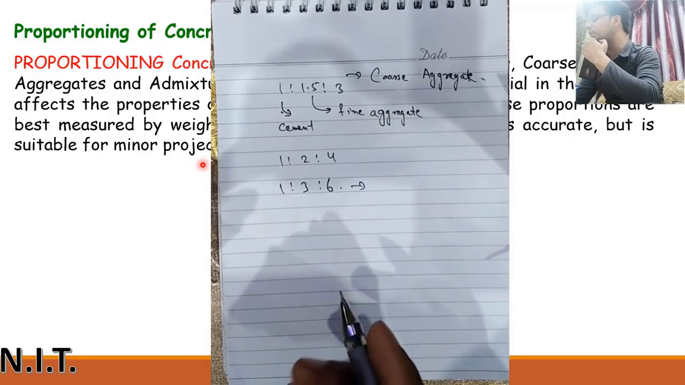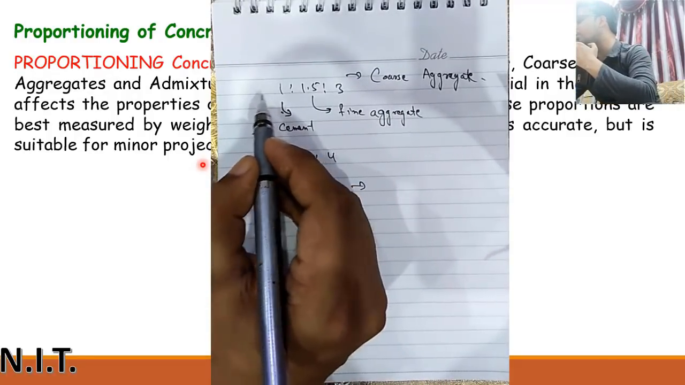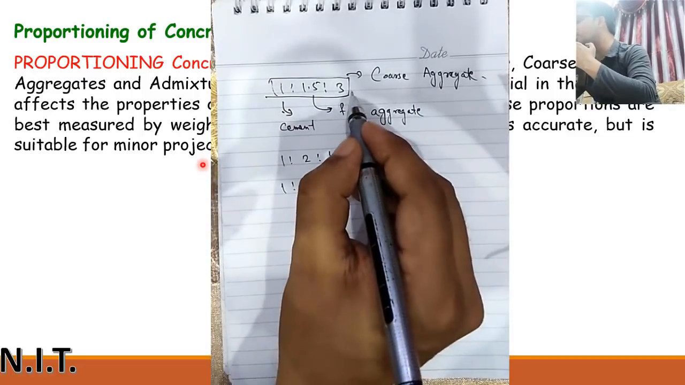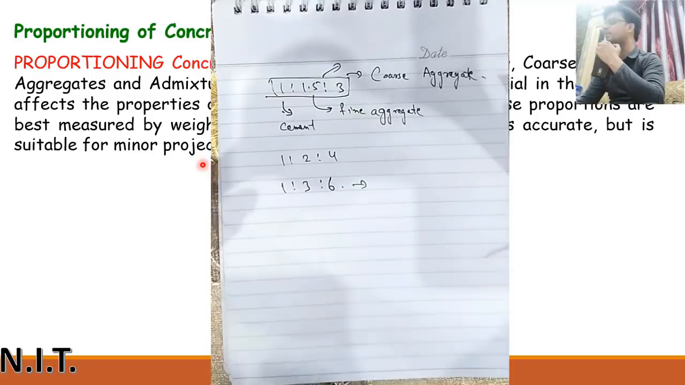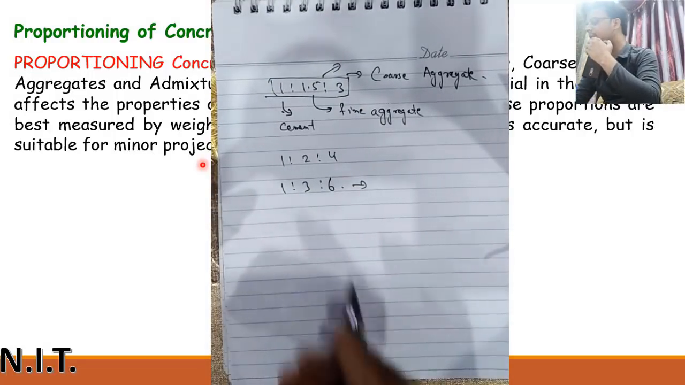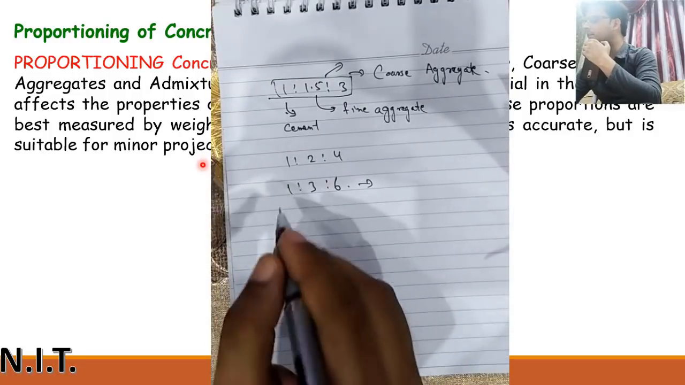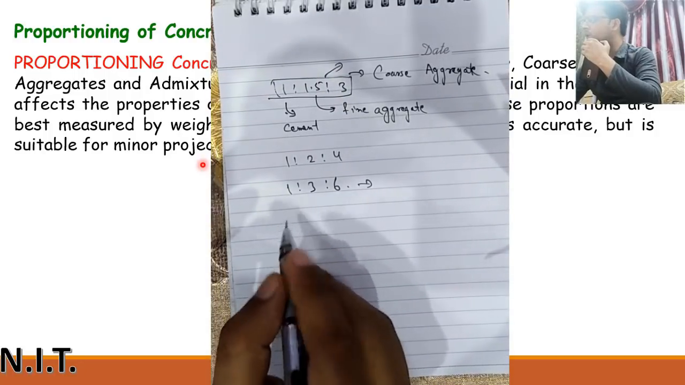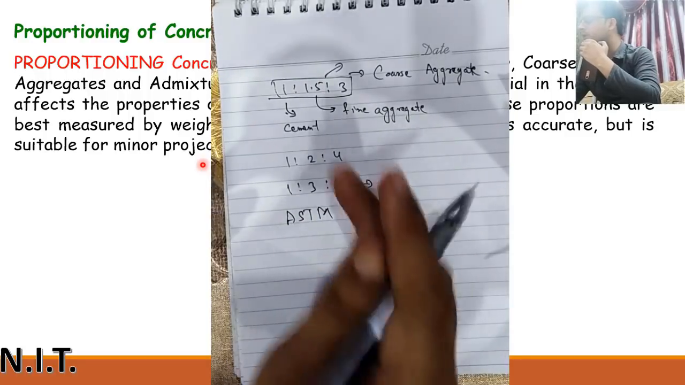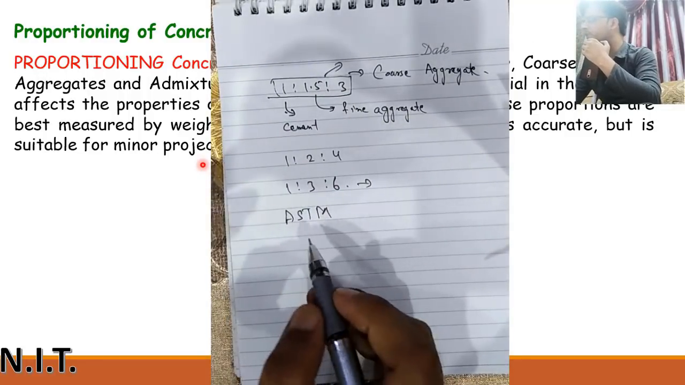for the area which is not for heavy loading. But if you are using it for heavy loads, or we want more strength and more durability, we will go for this type of proportion. And all these things you will study in a code, that is ASTM. For different projects, you can know about these proportions.